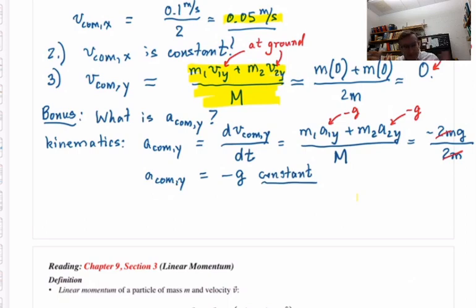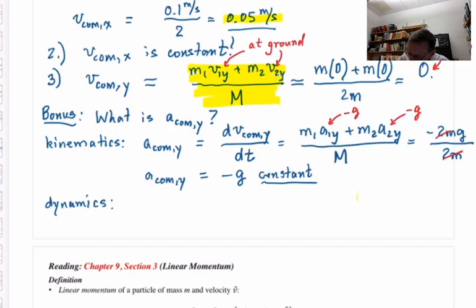Okay, that probably seems reasonable. Now let me get the same answer for a_COM,y by using dynamics. Dynamics, remember, is why does something move the way it does? And our main tool in dynamics is Newton's second law. So I use Newton's second law for the motion of the center of mass, that formula that I just showed you at the beginning of the video.